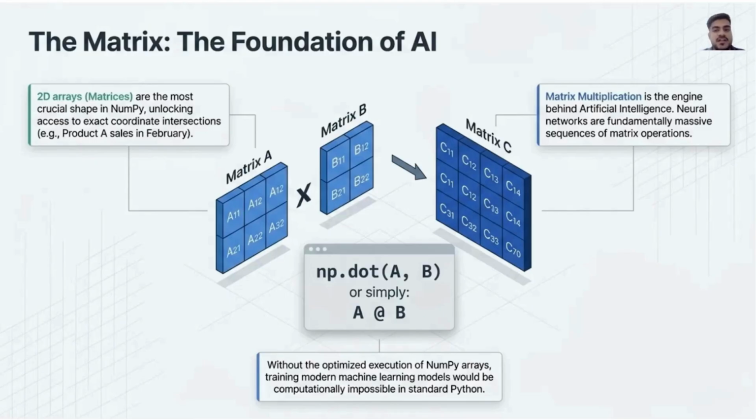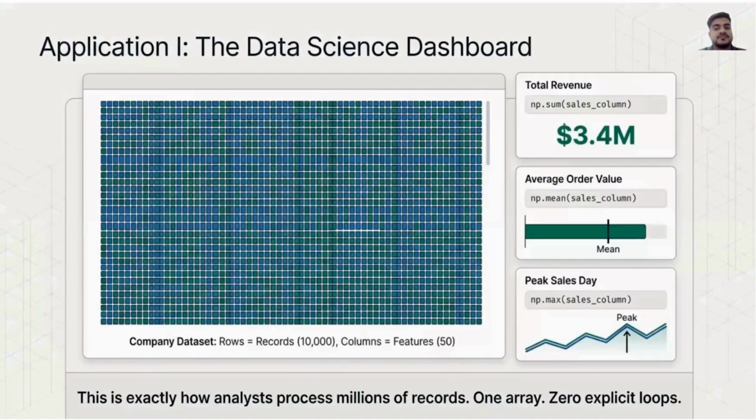Now moving towards the next slide, where we learn about the application, the data science dashboard. Let's look at a real-world application, our data science dashboard. This is exactly how analysts process millions of corporate records, by treating a dataset as a single array. They can calculate total revenue, average order value, and peak sales days with zero explicit loops, updating visual dashboards in milliseconds.